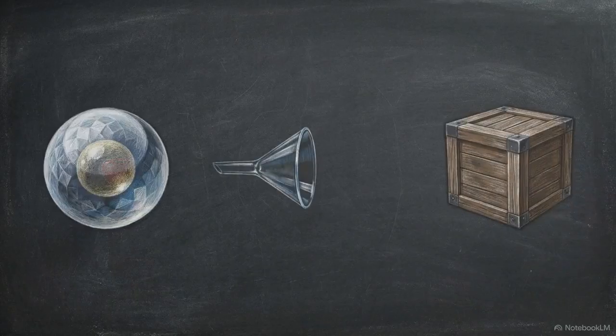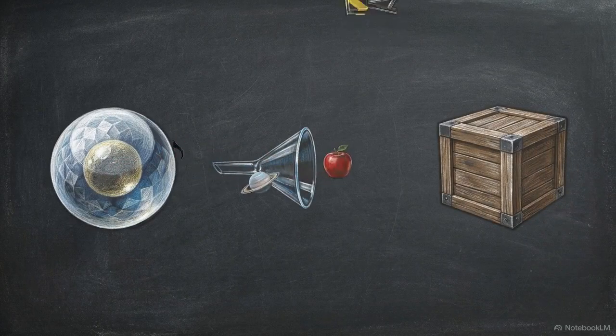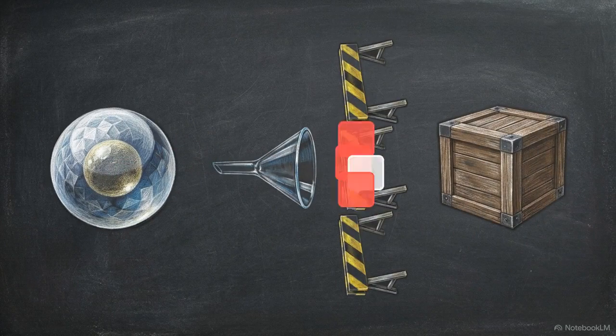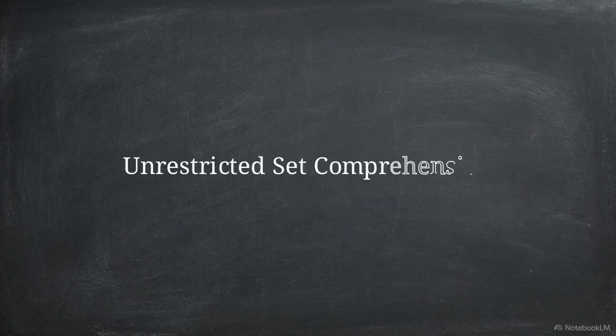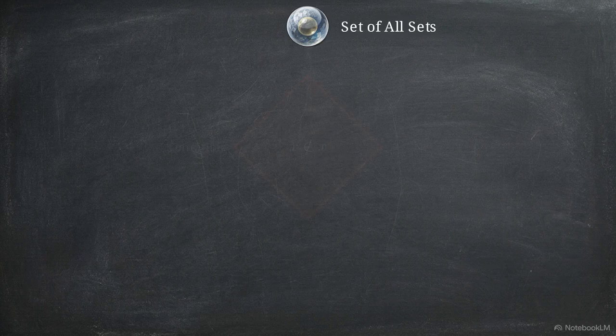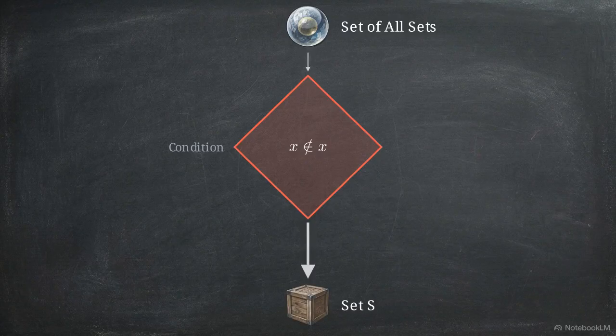But if you can apply set comprehension to a set of all sets, you can construct a subset that contradicts the rules of the system. Allowing set comprehension unrestricted access to every possible collection creates a logical loop that the system cannot resolve. To see the loop, we first assume that the set of all sets is a valid object. We then use set comprehension to pull a specific subset from that master collection. We define this subset S as the collection of all sets that do not contain themselves as an element.